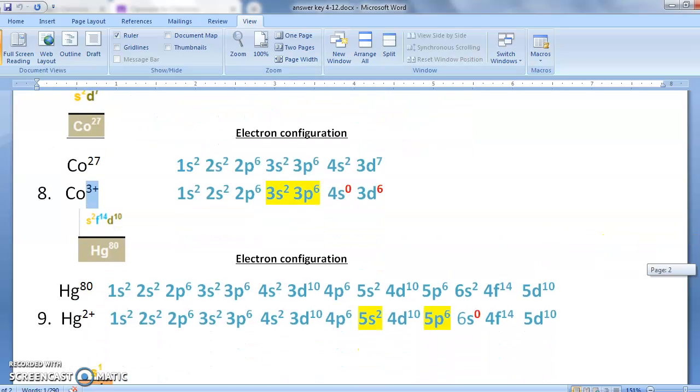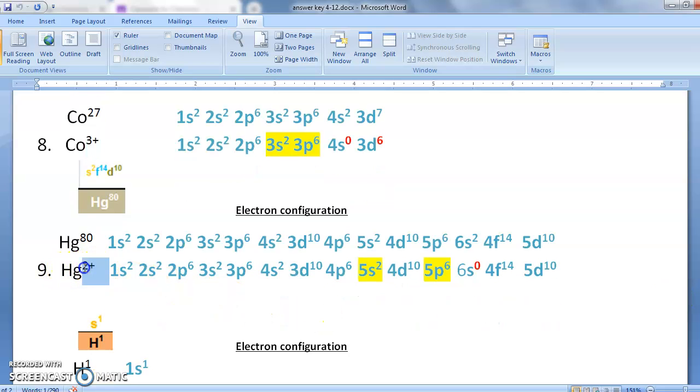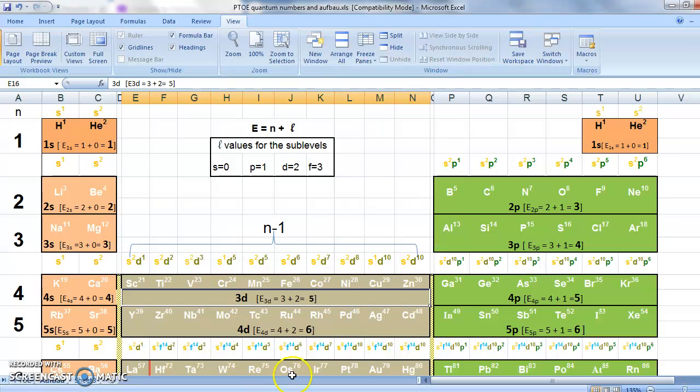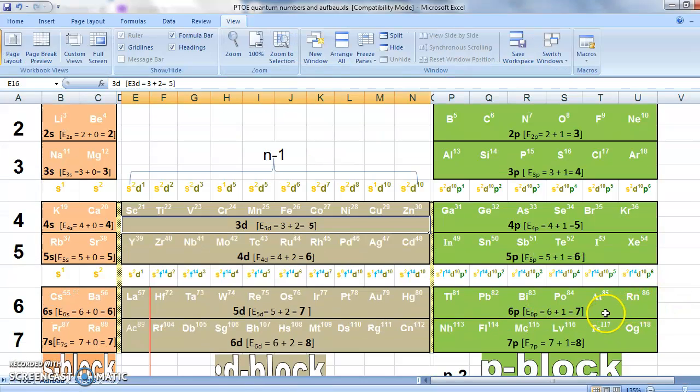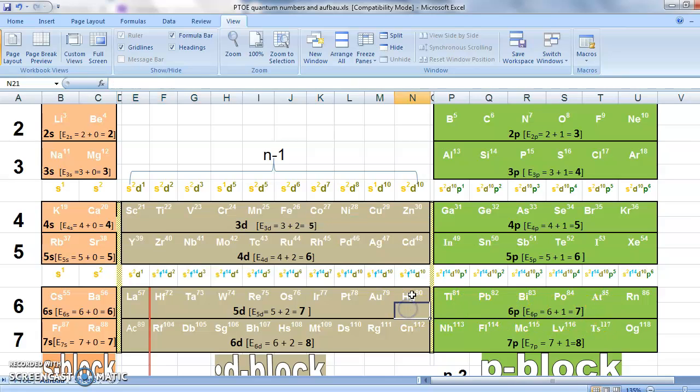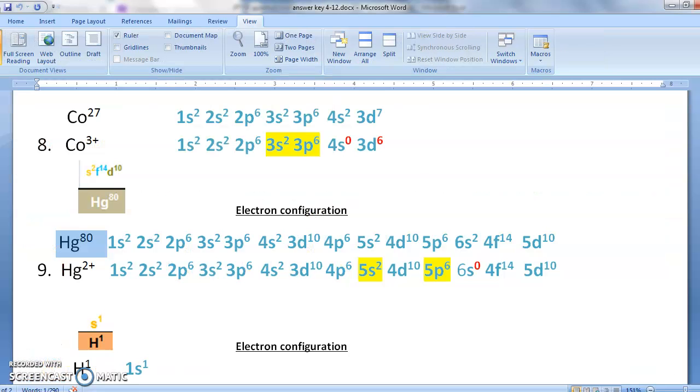The next one we're supposed to do is mercury 2 plus. But before we do mercury 2 plus, we have to do mercury. Mercury is number 80. So I come over here and I find mercury. Number 80. Where is mercury? There it is. It is in the D. It is in the 5D. In fact, it's the 10th one over in the 5D. So it should end in 5D10. So right away, I can write right here, it'll be a 5D10.